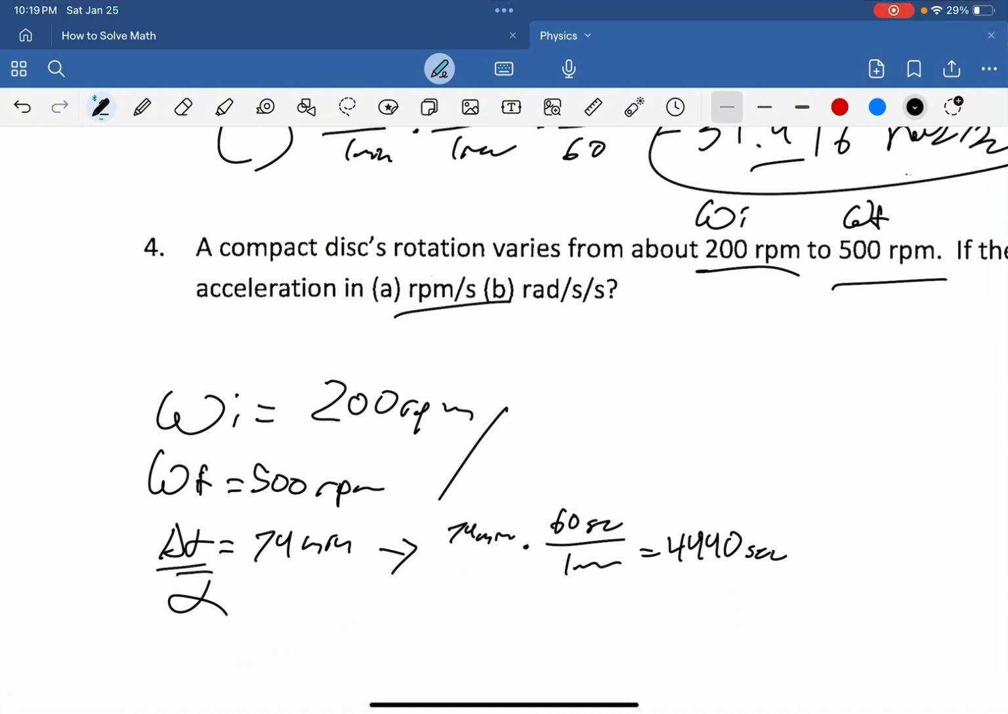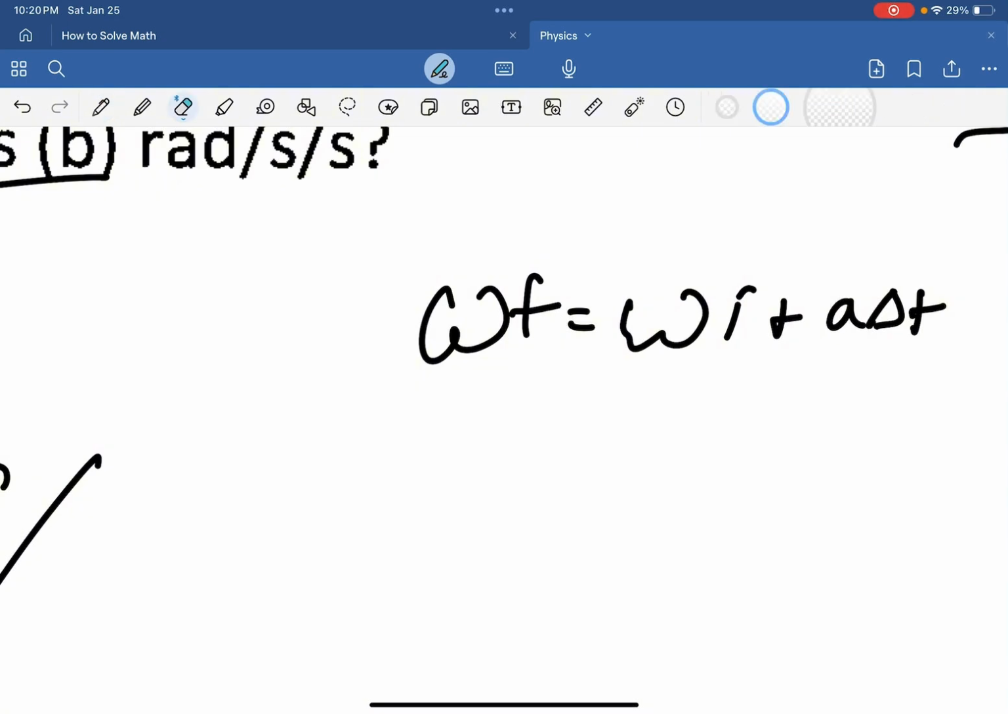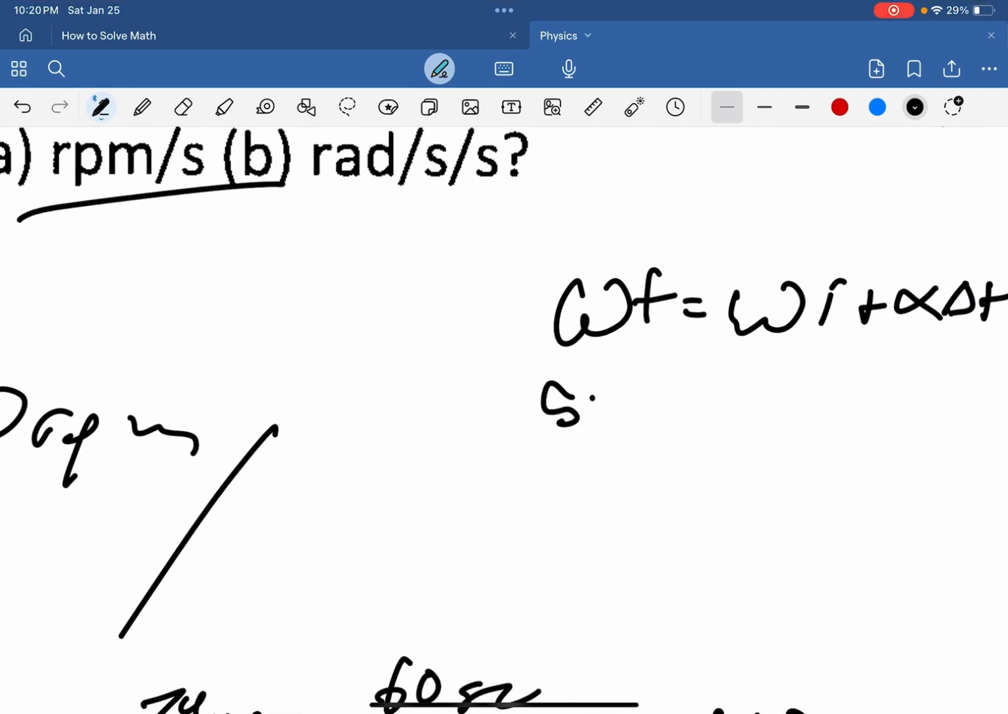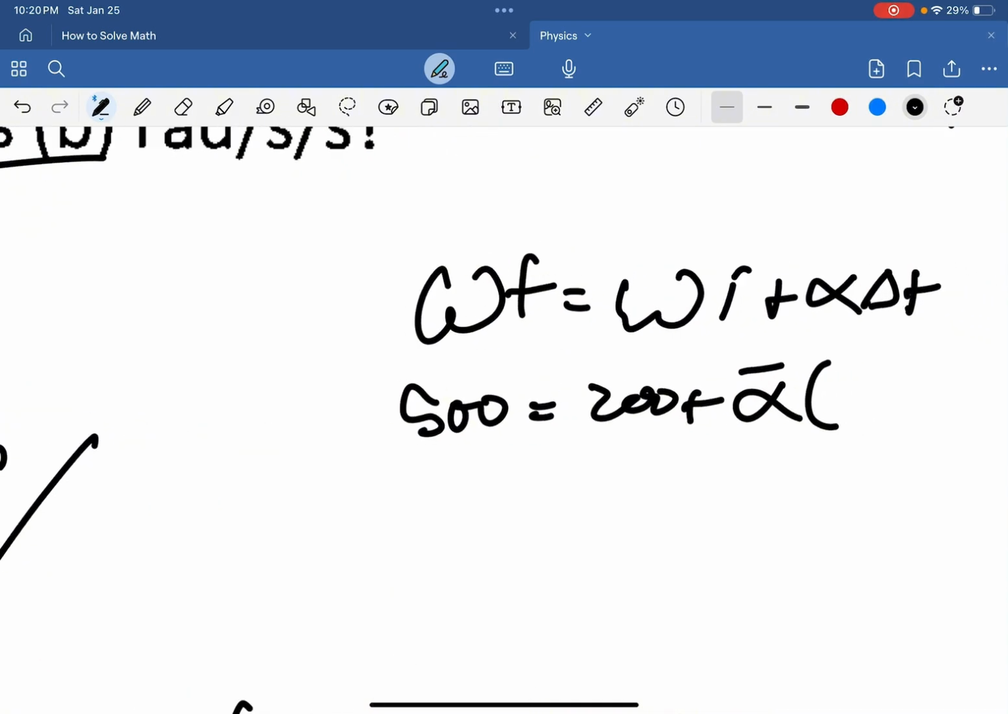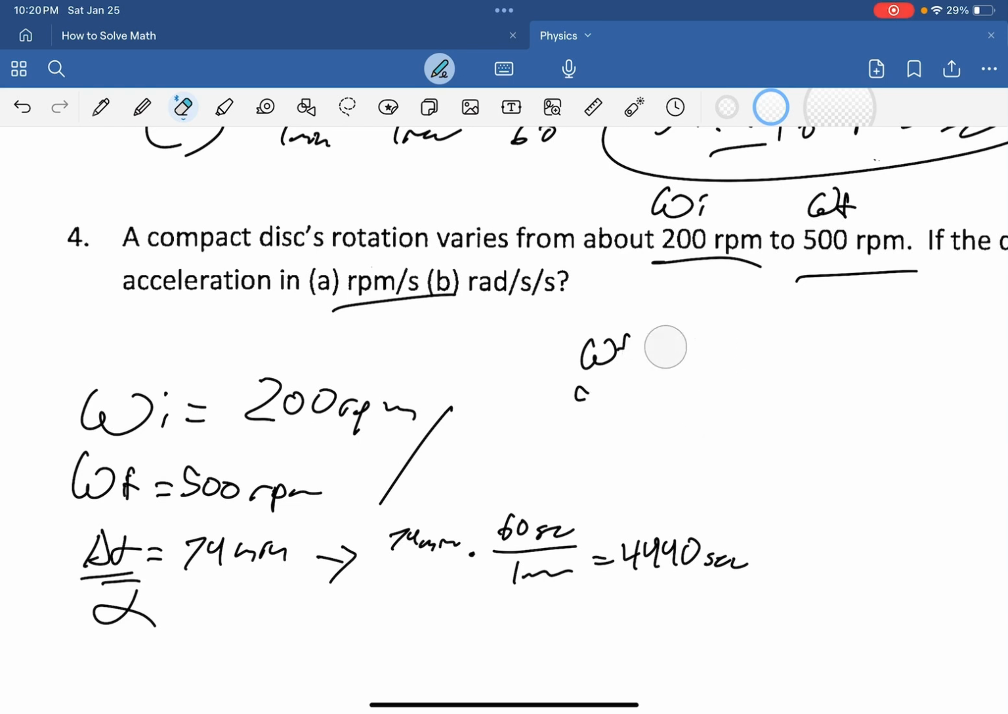All right. Now let's use our angular acceleration equations, which I really recommend you memorize. In this case, we have a change in time, so I'm just going to be using omega F is equal to omega I plus alpha times change in time. Not a, this isn't linear. Alpha. And we have 500 is equal to 200 plus alpha over... Wait a minute. I actually don't need to use this. My bad, guys. I'm doing too much work. This is an average acceleration. I am so sorry, guys.